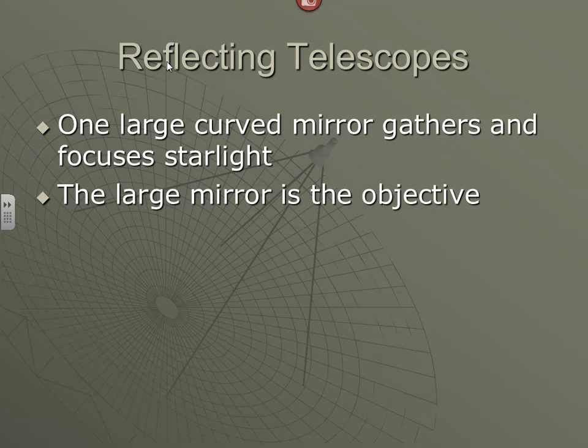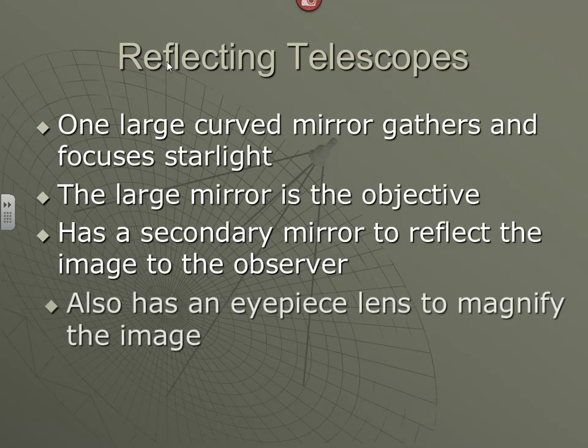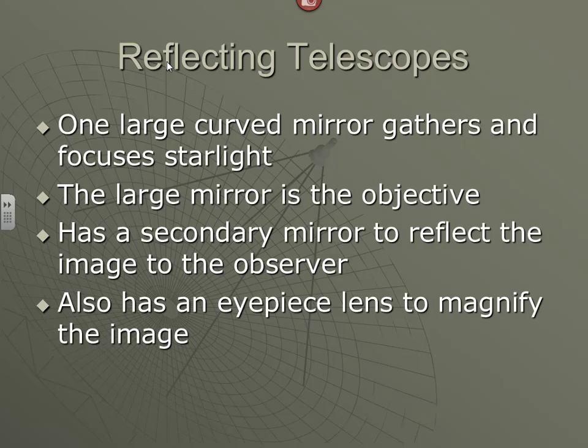The large mirror is still called the objective. It also has a secondary mirror to reflect the image to the observer. You have to have a secondary mirror because if you think about putting a mirror down at the end of the telescope, can you see through a mirror? No. So you have to have another mirror to reflect that image to your eye. And then it does still have an eyepiece lens. The eyepiece lens is the one that's right next to the part that you're looking through, and the purpose of it is to magnify the image.